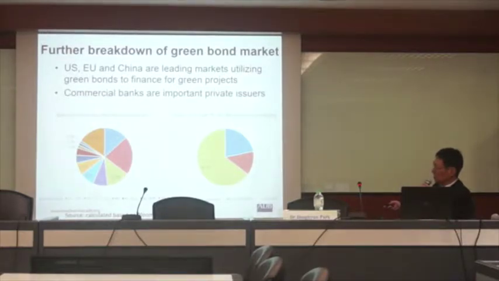These are the country breakdown. If you look at the share of green bonds by government, supranational, and corporate, you can see that corporates dominate. Corporates account for a little less than two-thirds of the green bond market, and about one-third of this corporate portion is actually commercial banks. So corporates dominate the green bond market, and within corporates, commercial banks are an especially important player.